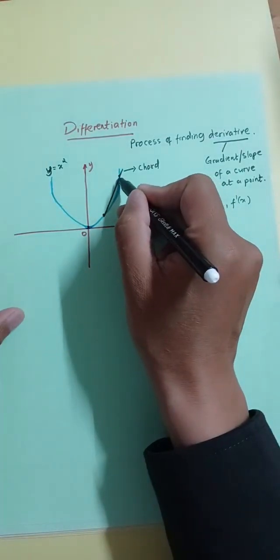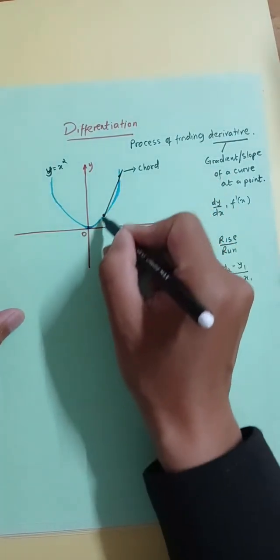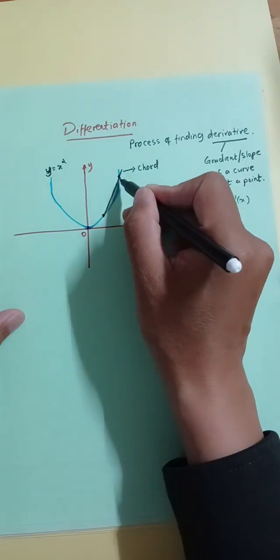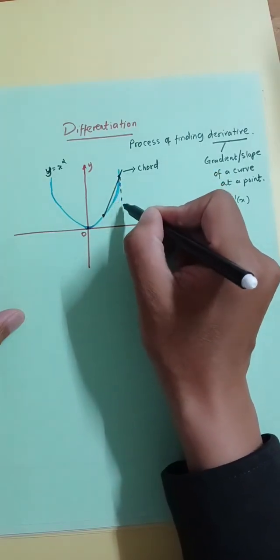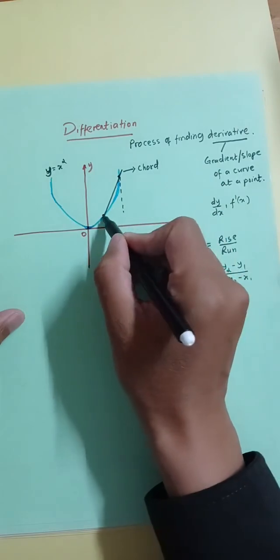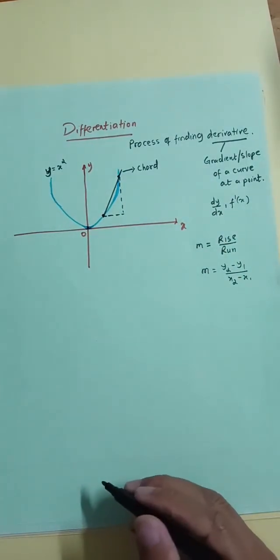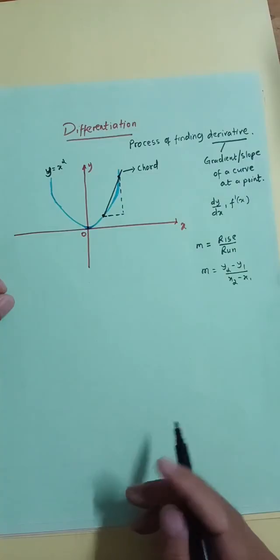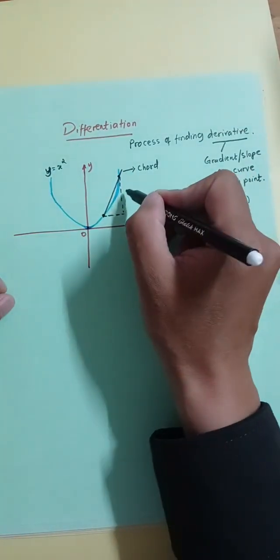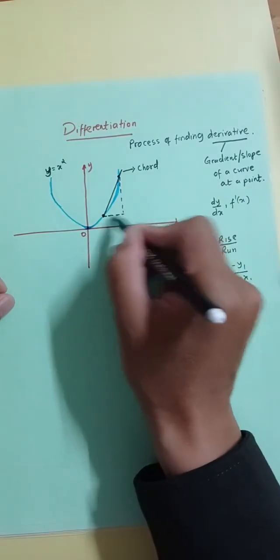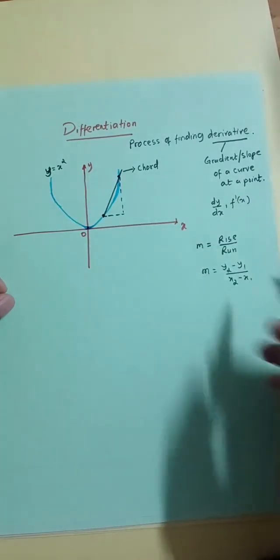So if I want to find the slope of this line, as you learned in class 10, draw a right triangle. Then we call this the rise and this the run.